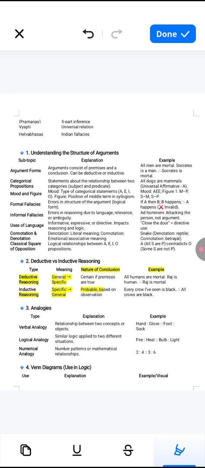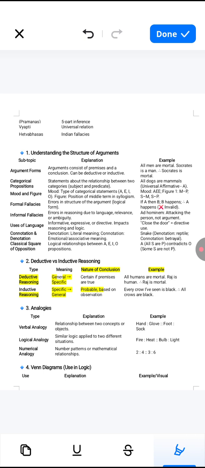Next we have Indian logic. That means we talk about the means of knowledge, pramanas. Basically we have six types of pramanas. First we have pratyaksha, which means perception, for example direct knowledge through the senses, like seeing fire. Next we have anumana, which means inference, an indirect knowledge. For example, seeing smoke and coming to the conclusion that there should be a fire.